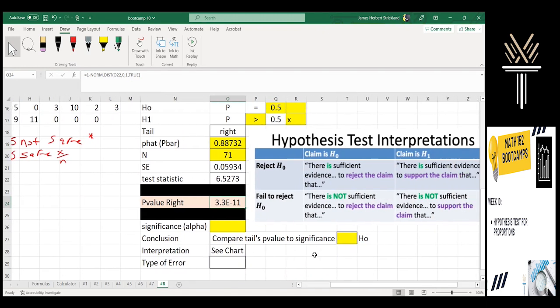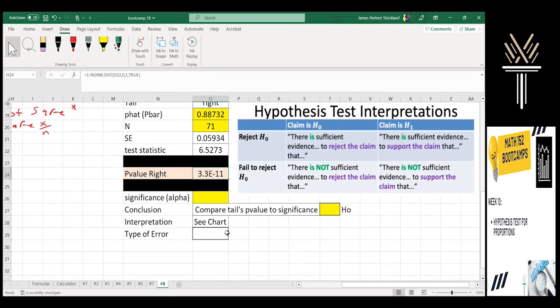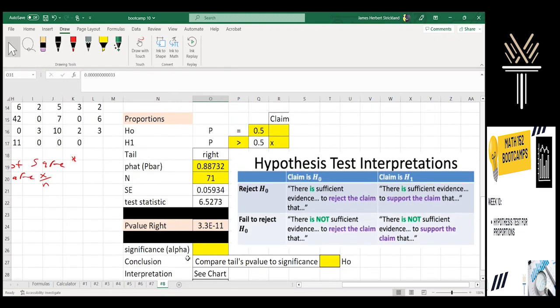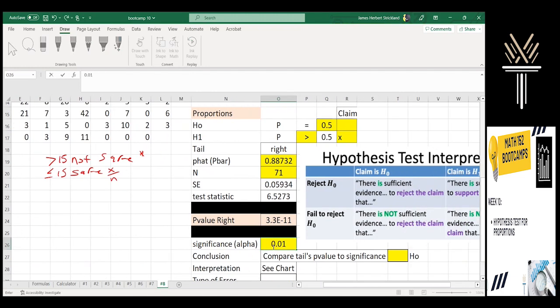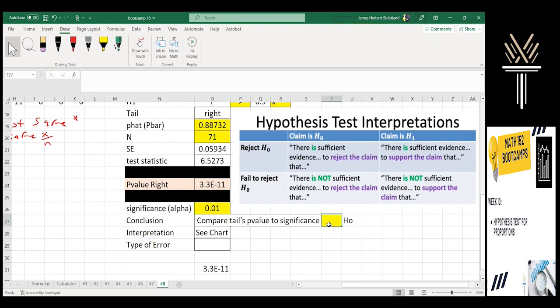And you should remember from test 2 what that e minus 11 means. It simply means that we have 11 decimal moves. So 1, 2, 3, 4, 5, 6, 7, 8, 9, 10. Oops, I forgot a 0, didn't I? Add another 0. There we go. These two numbers are the same thing. And so you can see that it's definitely very, very, very small. But looking at the significance level then, 0.01, we can reject the null hypothesis.